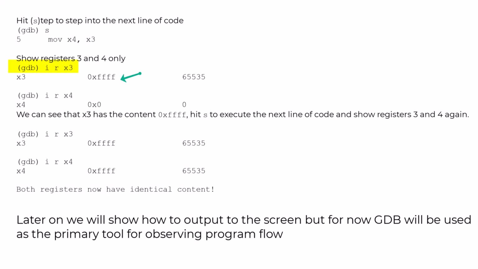After we hit the step command to move the contents of X3 into register X4, then we'll see that it also has FFFF. So now we can look at both values. They have the same content, and then we can exit using our system call. So GDB has shown us what's going on, and this is useful, not just in debugging, but also telling us how the program flows, and it helps us to understand things as well.